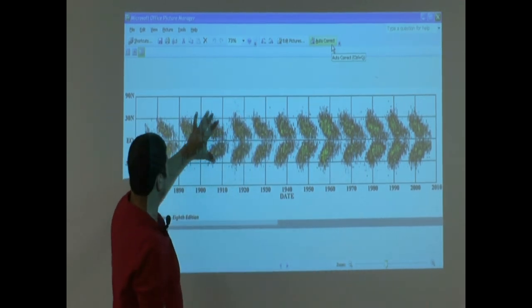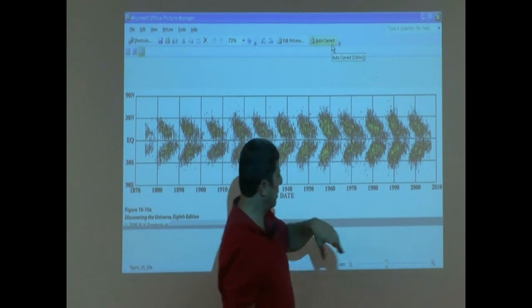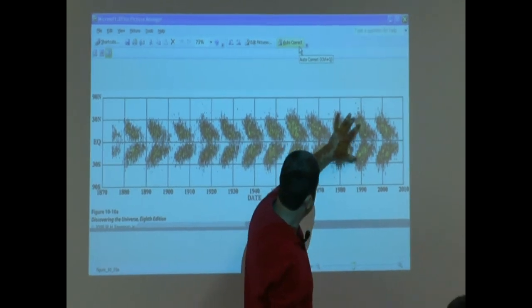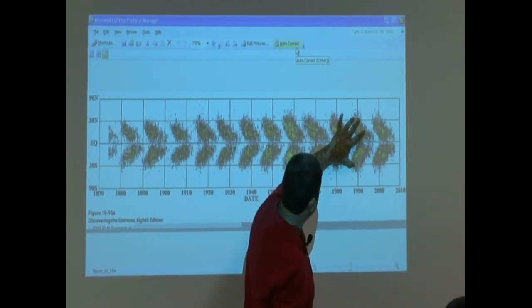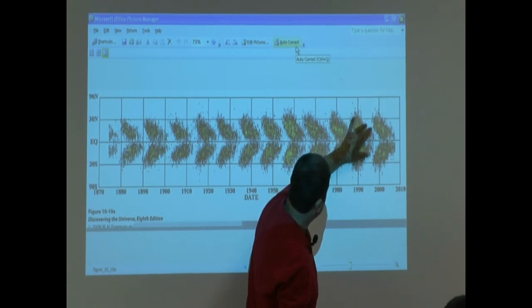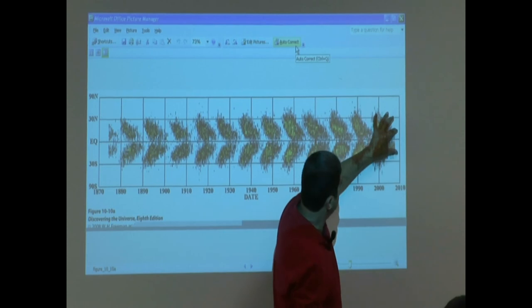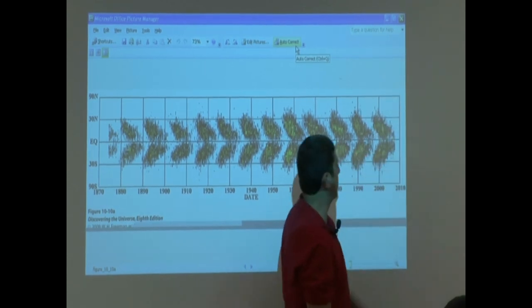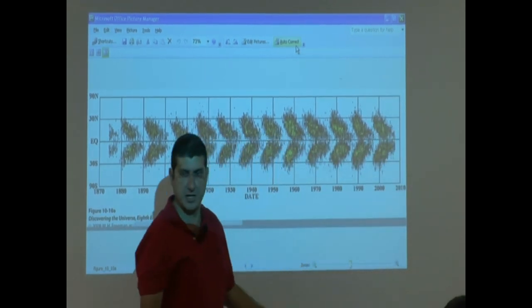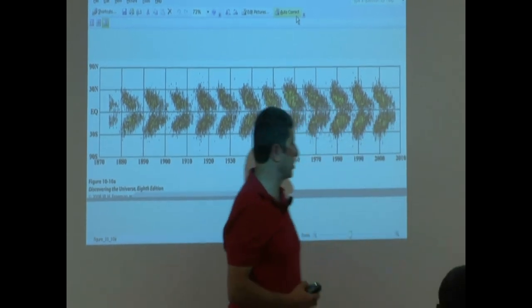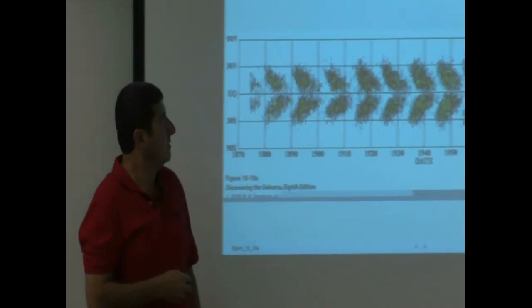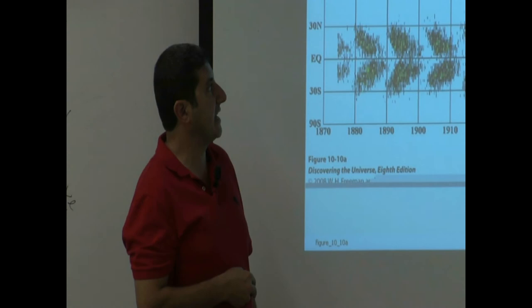Then another sunspot cycle. So you can see here the sunspot cycle begins here. Then it goes down, and then another one begins, and it goes down. Then over here, after 2010, a new one is starting, and the same pattern will occur. So that's the Maunder butterfly diagram.